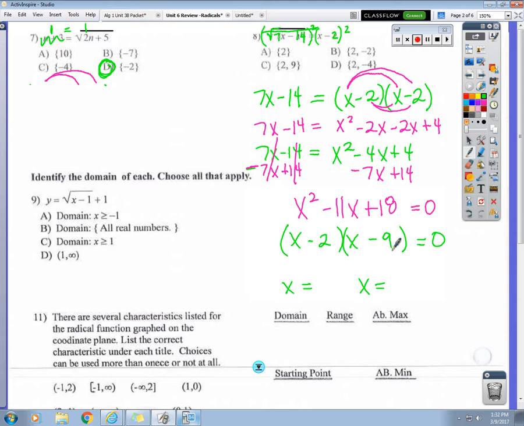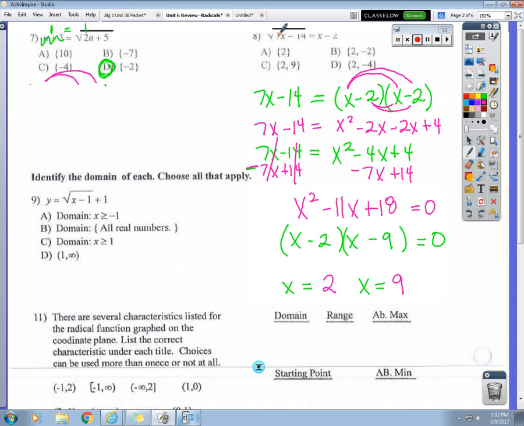-2 and -9, which means the final solutions are +2 and +9. And those are the two places it would have crossed the x-axis. Does that mean I automatically circle C? No, because what could be wrong? Right, so maybe we should plug in 9 first.